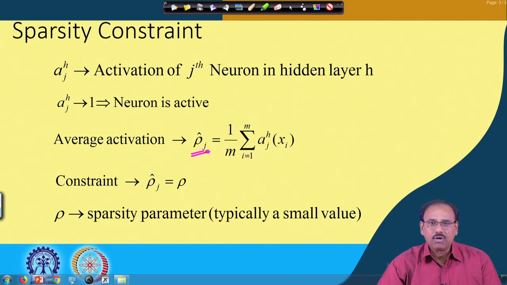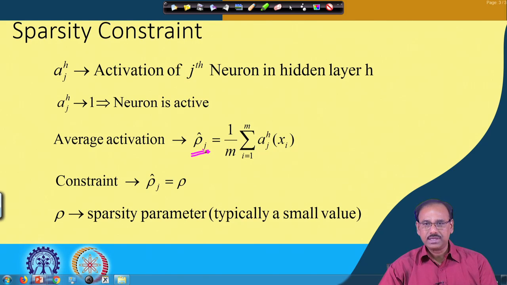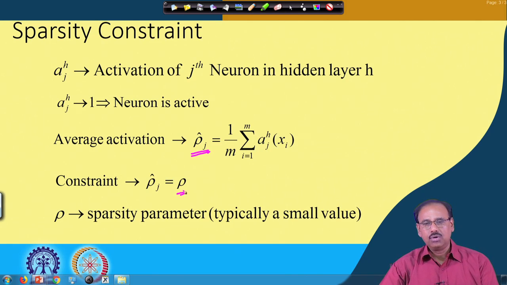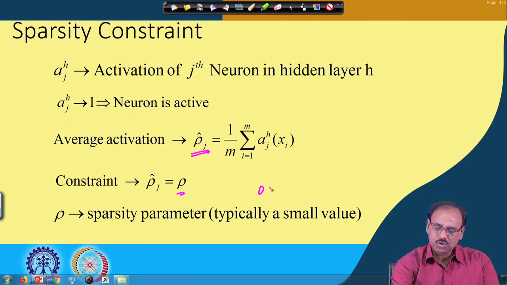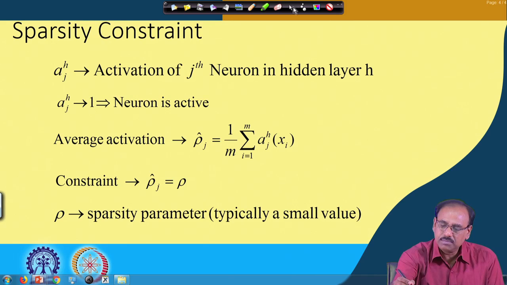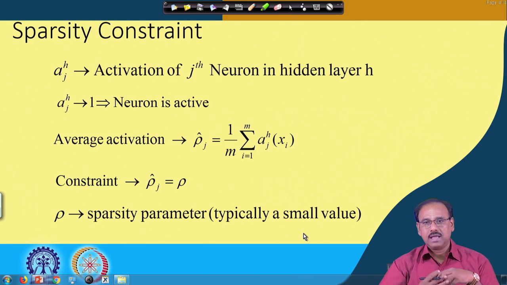And given this, we put a constraint. Suppose I want that the average activation of a hidden layer node should be equal to rho. The average activation rho j hat should be equal to rho, where this rho is the sparsity parameter. Typically we assume that this sparsity parameter is very small, say something like 0.2 or even 0.02, maybe 0.5, depending upon the degree of sparsity that we want to impose on this network. So, once I impose this sparsity parameter, I want that the average activation of a hidden layer node should be equal to this sparsity parameter, which is a constant.